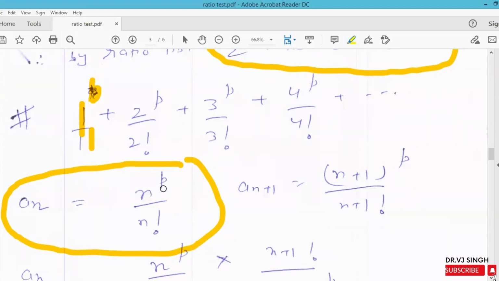So it becomes (n+1)! p. Now what is the next? Now divide a_n by a_(n+1).